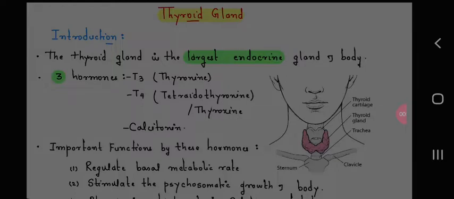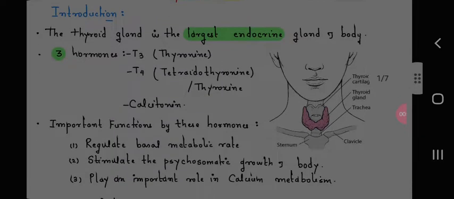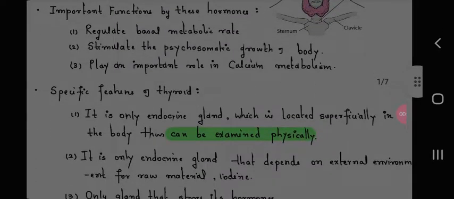Thyroid cartilage, thyroid gland, trachea, sternum, and clavicle. Important functions of these hormones: regulate basal metabolic rate, stimulate the psychosomatic growth of the body, and play an important role in calcium metabolism.